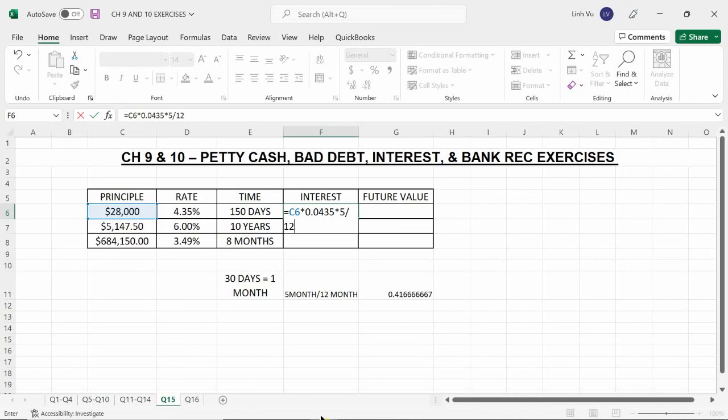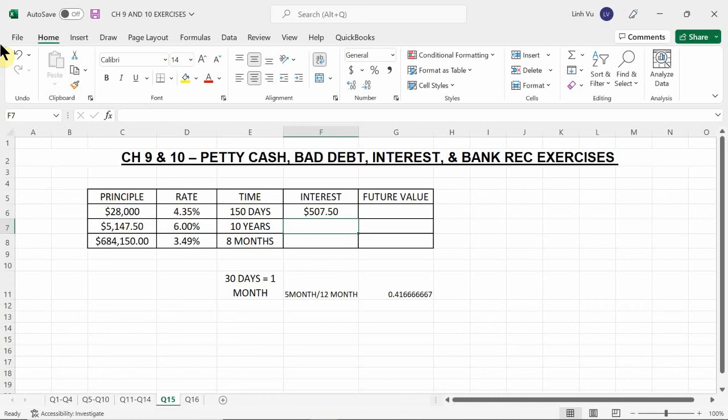So in this case, what would my interest be? It would be the 0.4166666. That is just the months. Where's the rate? Where's the principal? 28,000 times 0.0435 times... not times 5, because we have to use time in terms of years. So that's why I had you guys do what is 5 months out of 12 months. $507.50. Okay? So then what's your future value going to be?